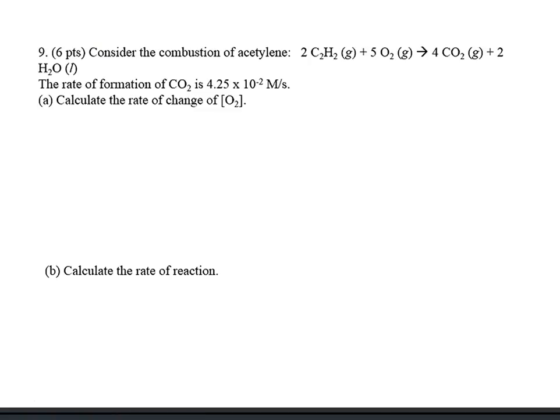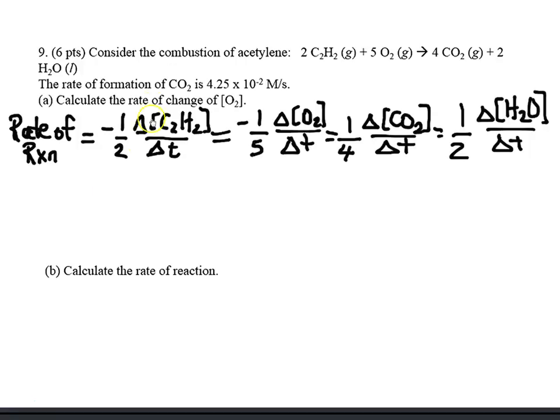This is a related rates question. So we're going to calculate the rate of change of oxygen given the rate of formation of carbon dioxide. We have the balanced equation at the top here. And so we can write the related rates expression, which is here: rate of reaction equals -1/2 change in acetylene over change in time, -1/5 change in oxygen over change in time, equals +1/4 change in CO2 over change in time, equals +1/2 change in water over change in time. And then, of course, the numbers down here and the fractions come from the stoichiometric coefficients.